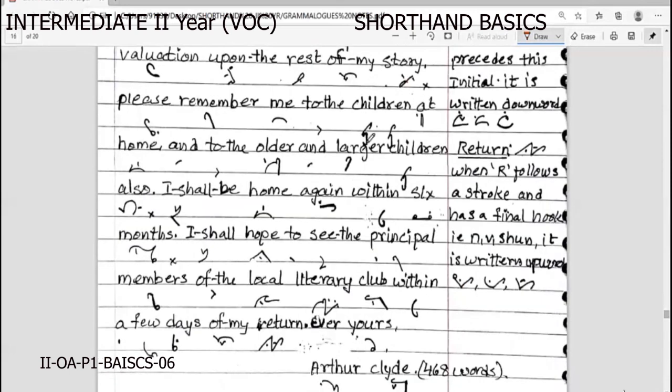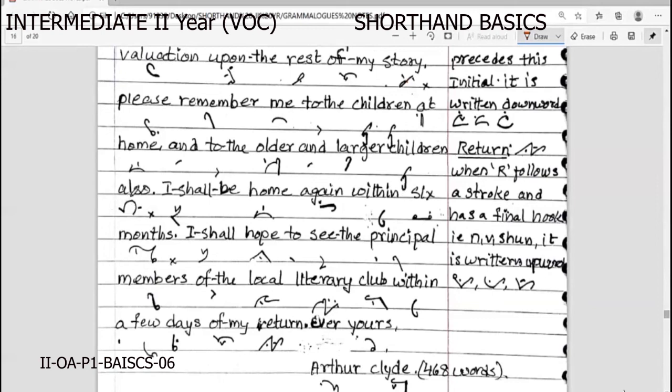"Children": you're going to write "chil" through the line, and J-R, and hook and N: "children". "At": A vowel to T. "Home": tick and O to M. "And the" is the Grammalogue; "to the" is a combination of "to" and tick "the". "Older": O vowel to upward L and J-R, "older". And the Grammalogue "larger" is J-R above the line. Again "children": "chil" through the line, and J-R and hook N. See, this is our combination, you can see very clearly: R and N are both shown with the right motion.